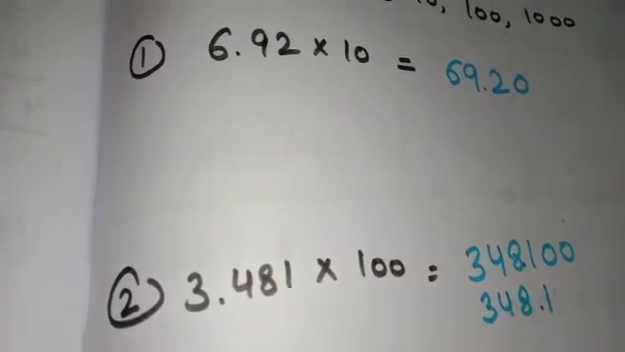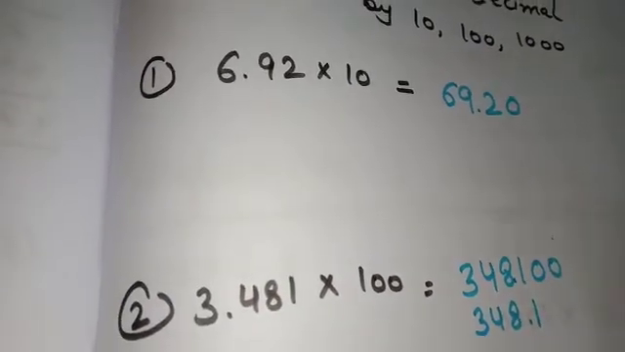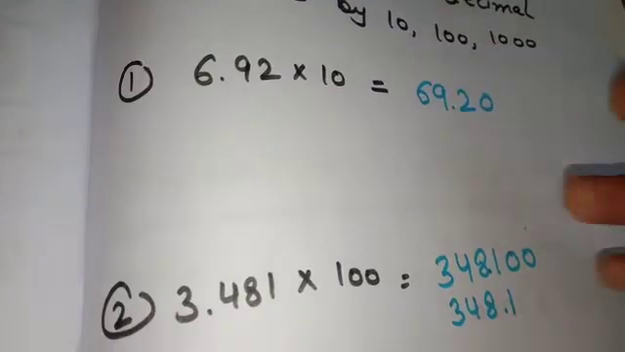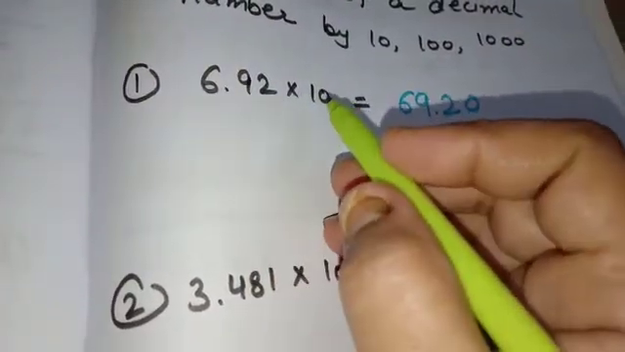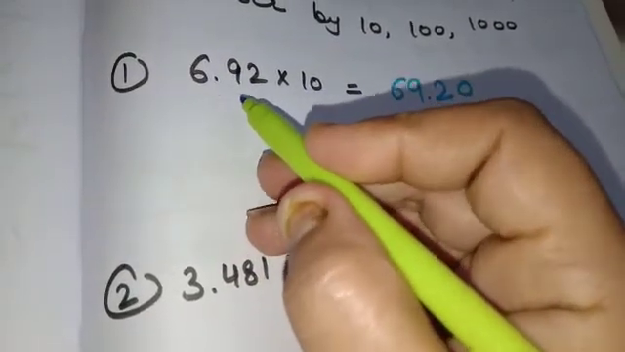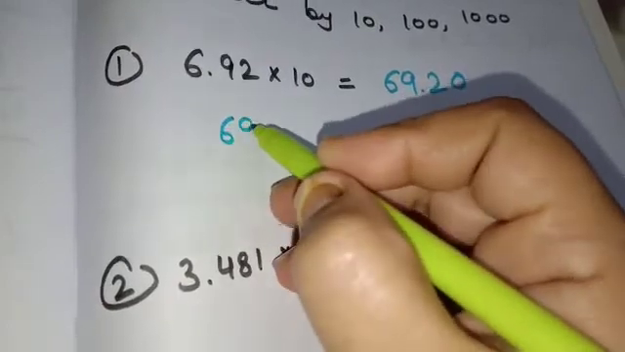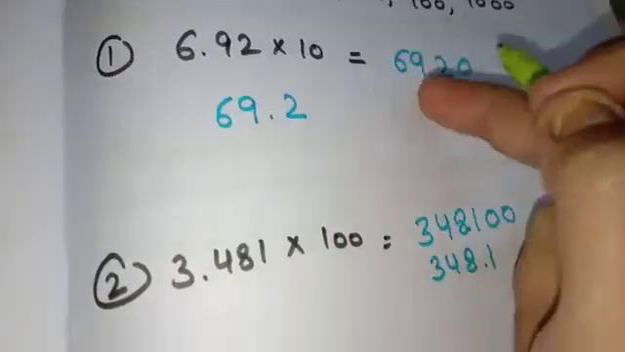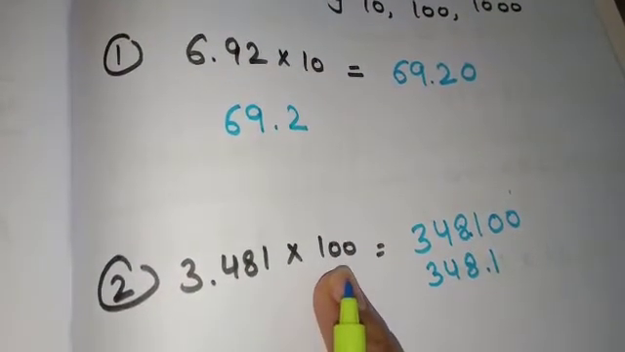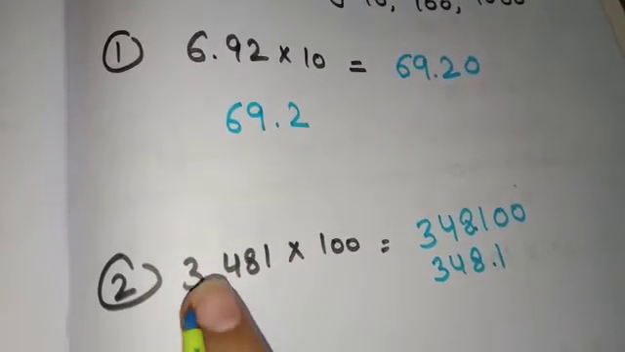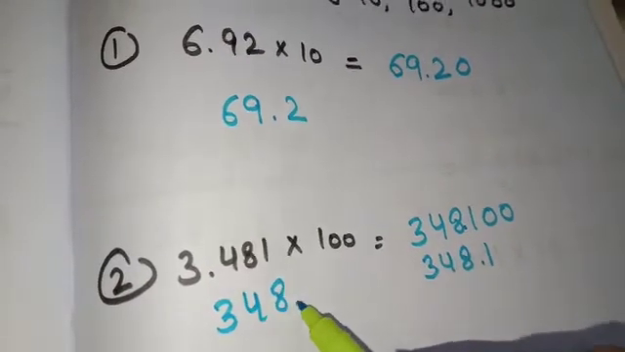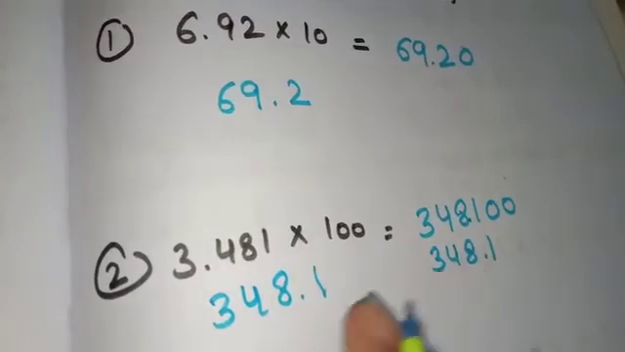We just shift the decimal point in the product to the right by as many places as there are zeros in the multiplier. For example, 6.92 multiply 10. There is one 0 in 10, then shift the decimal one digit to the right side. So this will be 69.2, which we have already got by direct multiplication. In the same way, here we are multiplying by 100. Here we have two zeros, then shift the decimal by two places. It will be 348.1, the same answer which we have already got.